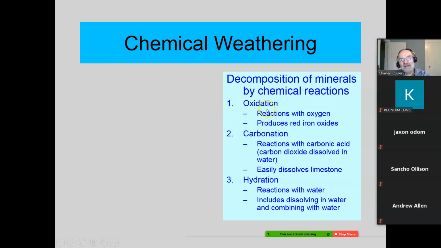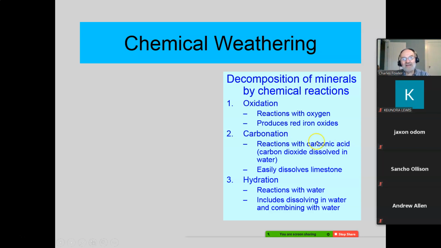And usually when it does, it's in the process of breaking down chemical bonds. Number 2 is carbonation. Now, I really don't like this term as well. I didn't like oxidation if you don't include reduction, but with carbonation, the better term here would be acidification, making an acid. Because what do they say? It's reactions with carbonic acid. Well, carbonic acid is just one of many acids that you have present in nature.